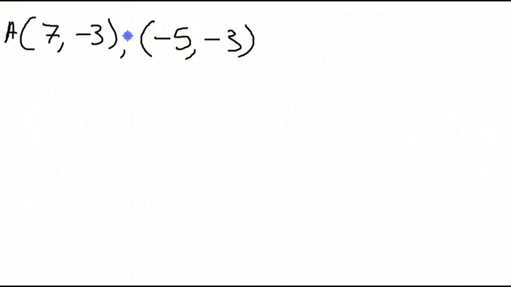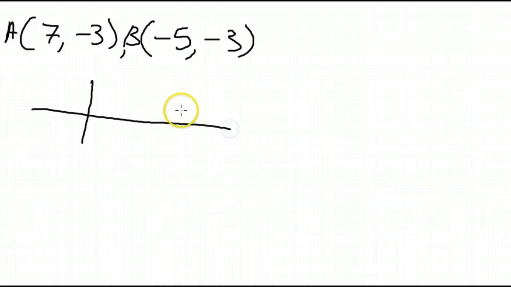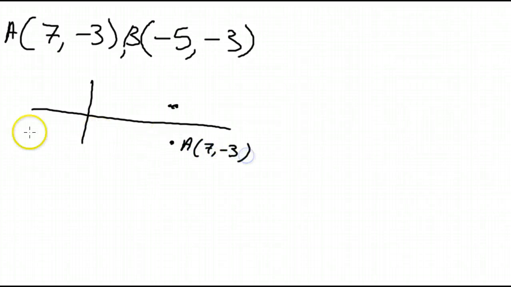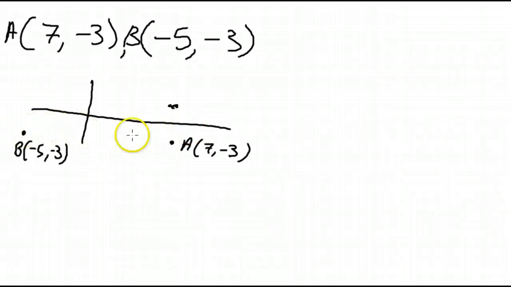Let's say I have 2 points, point A at 7, -3, and point B at -5, -3. And we could graph these. Oops, not up there. So let's say here's point A at 7, -3, and here's point B at -5, -3. And we say, well, how far apart are those 2 points? Since they're on the same horizontal line, then all we're interested in is the difference of their x values. So I could say, well, the difference between the x values would be -5 minus 7.